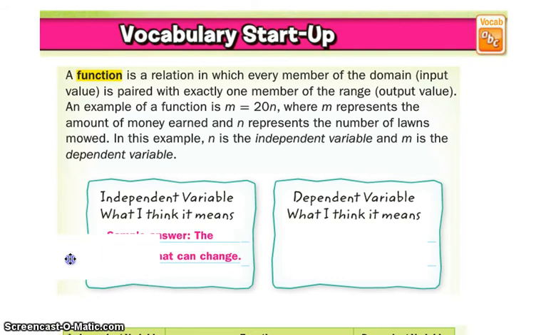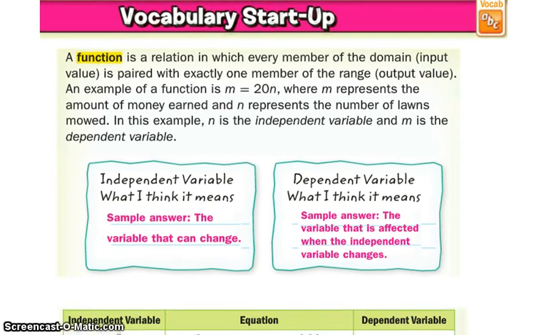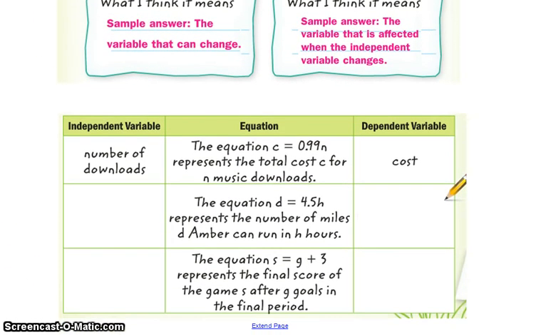Your independent variable is the variable that can change. You get to choose the values for that: 5 lawns, 20 lawns, 15 lawns, that's your choice. That's the one that you can change. The dependent variable is the one that's affected by the independent variable. So as you change the number of lawns, the money that you make changes. Let's look at some examples down here.